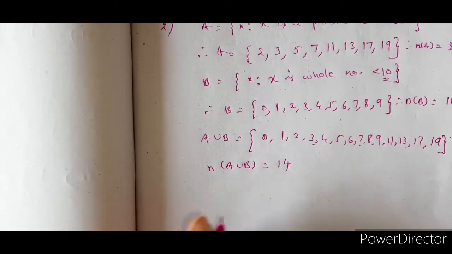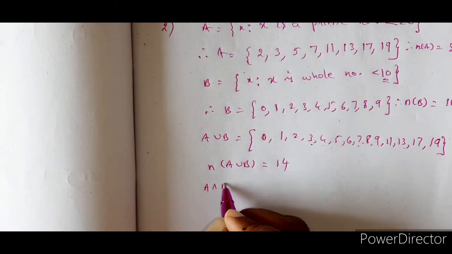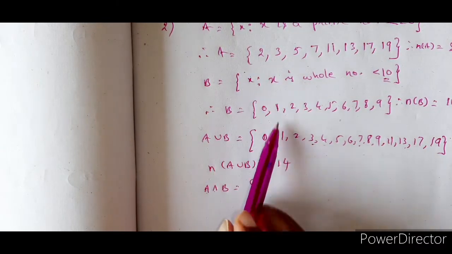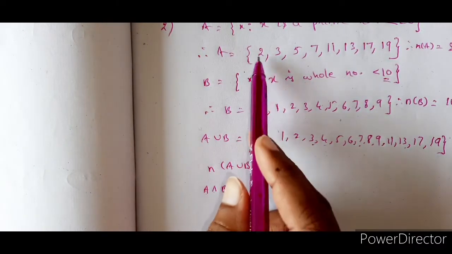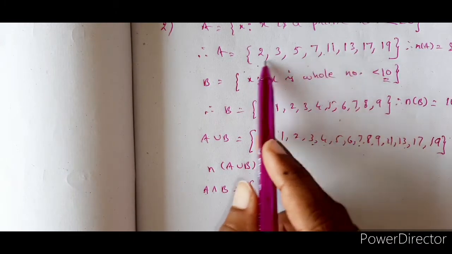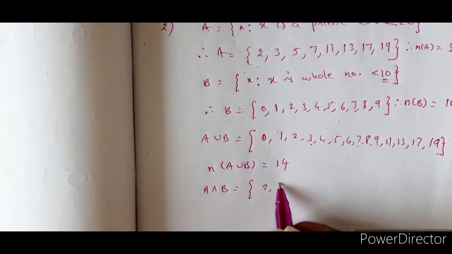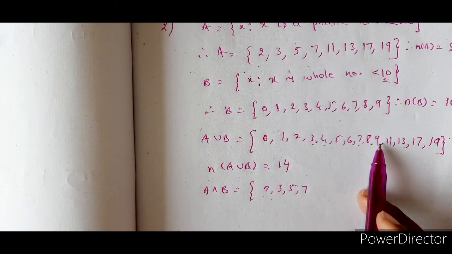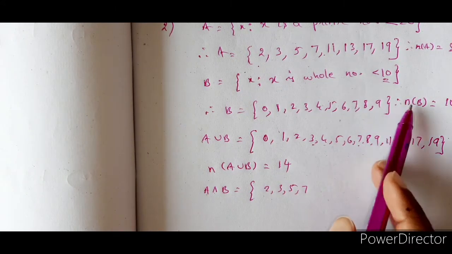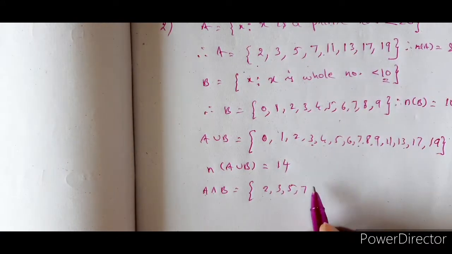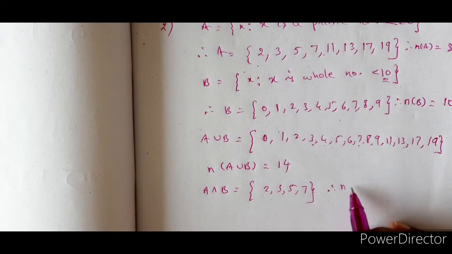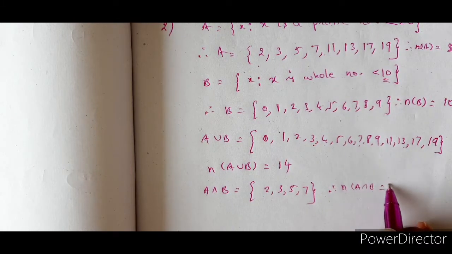Now, let us find out A intersection B. A intersection B, only common elements. 0 is not there in this, 1 is not there in this. From 2 to 11, everything is here. So, 2, 3, 5, 7. And now, you don't have numbers greater than 10 here in this. Therefore, all this will not appear here. 1, 2, 3, 4. So, therefore, order of A intersection B is equal to 4.